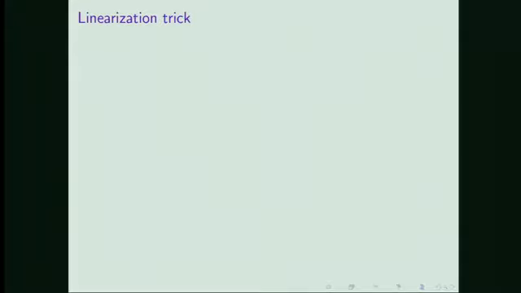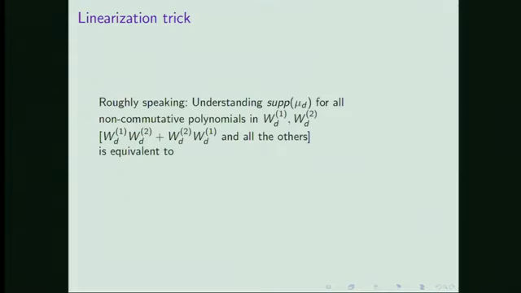It's called the linearization trick. Actually, it's something which has been known for many years, but it was used for the first time successfully by Haagerup and Thorbjørnsen in their seminal paper on the norm convergence of random matrices, independent GUEs. Basically, I'm not going to write this here, but rather say something which is virtually rigorous, which says that understanding the supports for all non-commutative polynomials. Here I'm just taking two independent copies, but it could be as many as you want actually.